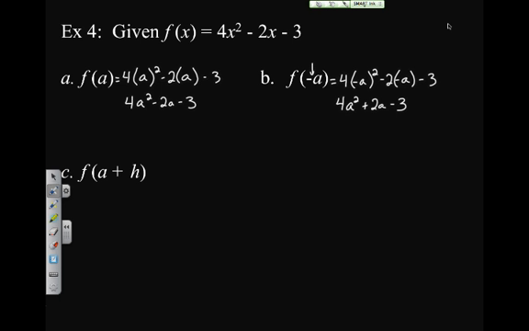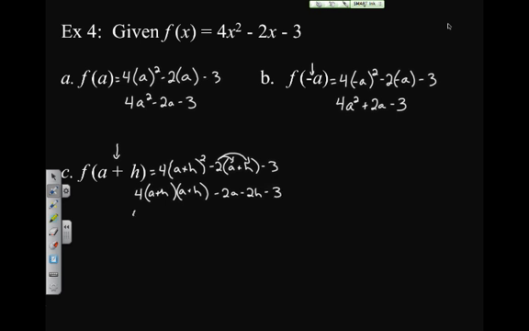Part C gets a little bit longer because our input value is longer. So we have 4 times the input value squared minus 2 times the input value minus 3. But this time we're plugging in a plus h to both of these spots. So we've got 4, but we have to FOIL this out now. A plus h times a plus h. I'll do that in a second, but then this one, it just distributes, so we get negative 2a minus 2h, and then we have minus 3.